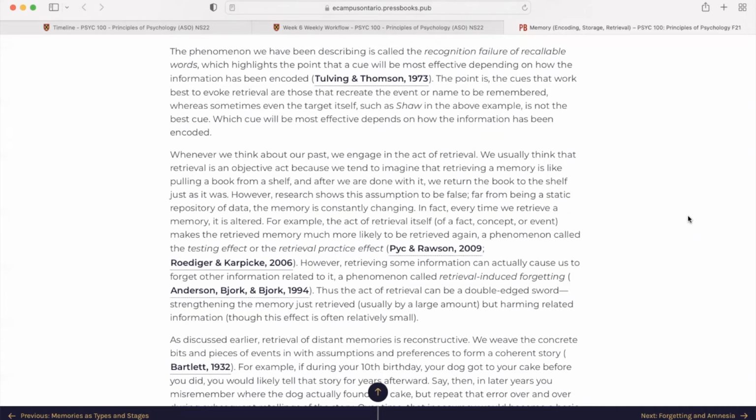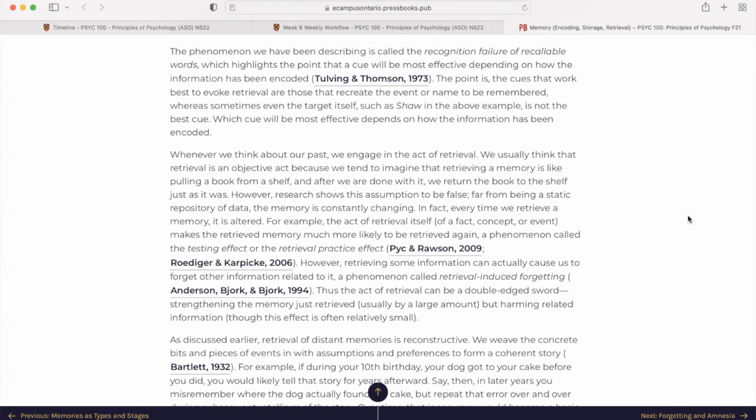Whenever we think about our past, we engage in the act of retrieval. We usually think that retrieval is an objective act because we tend to imagine that retrieving a memory is like pulling a book from a shelf, and after that, we are done with it. We return the book to the shelf, just as it was. However, research shows this assumption to be false. Far from being a static repository of data, the memory is constantly changing. In fact, every time we retrieve a memory, it is altered.